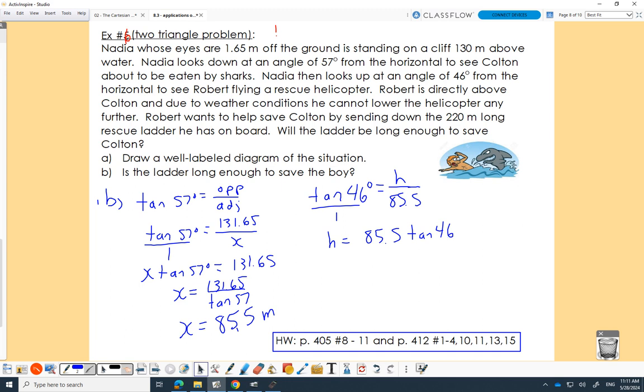And we're moments away. Meanwhile, Colton's down there going, can you hurry up with the calculations? Really want to find out if I'm going to live through this or not.